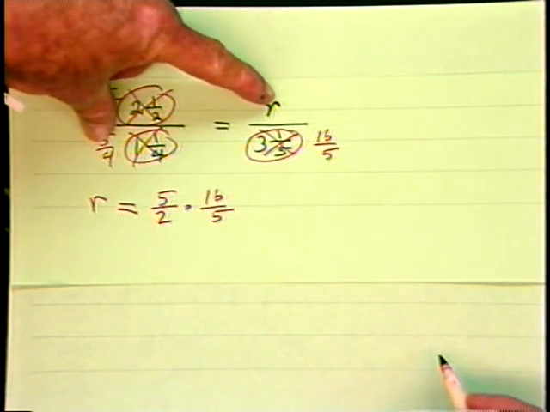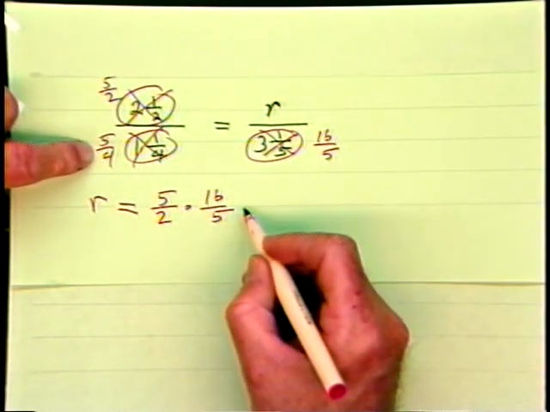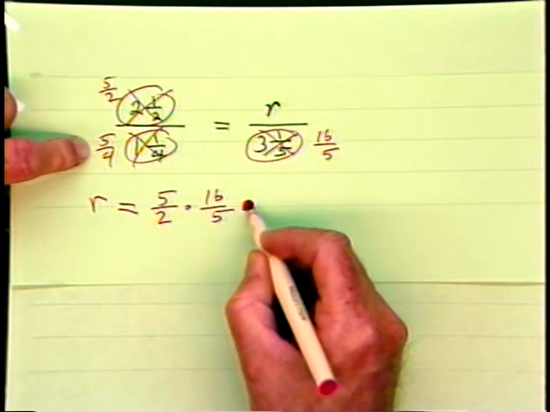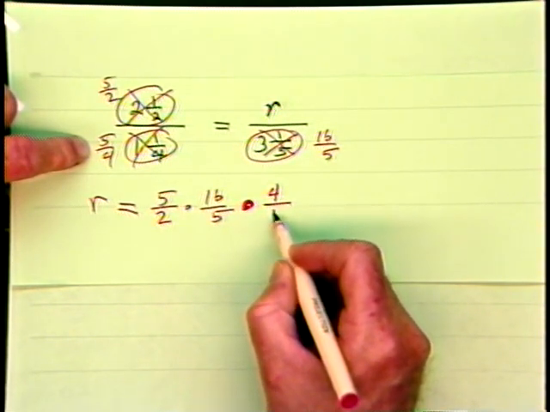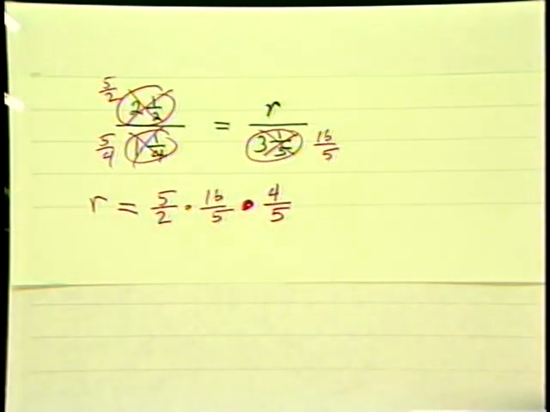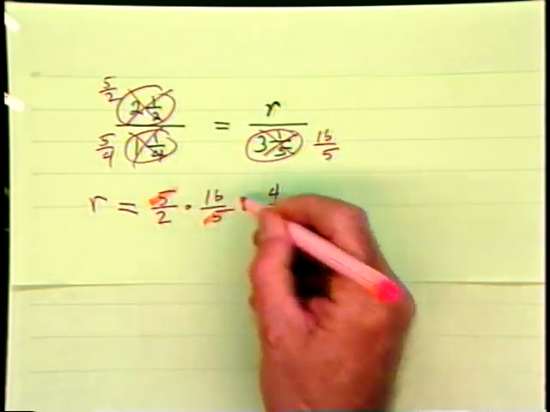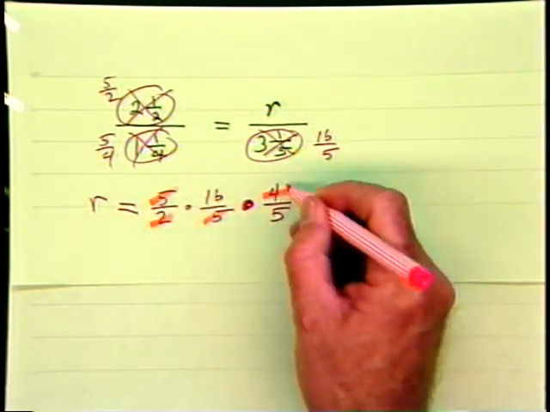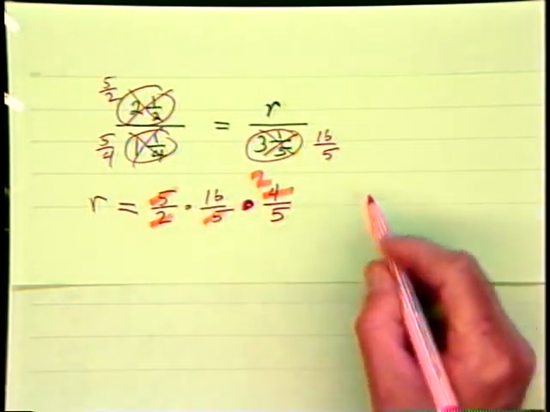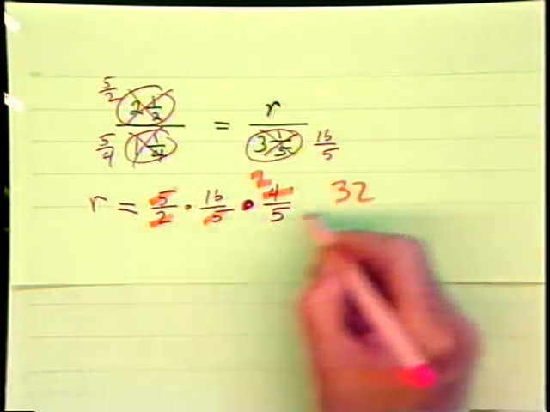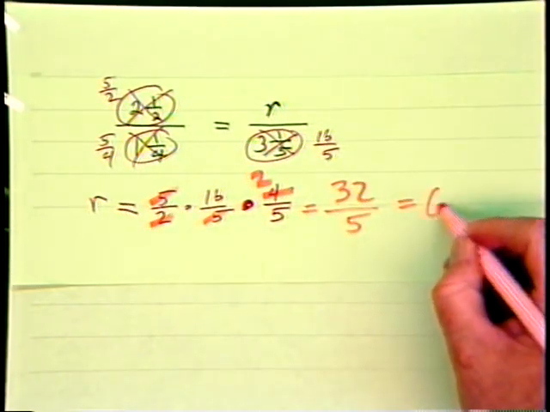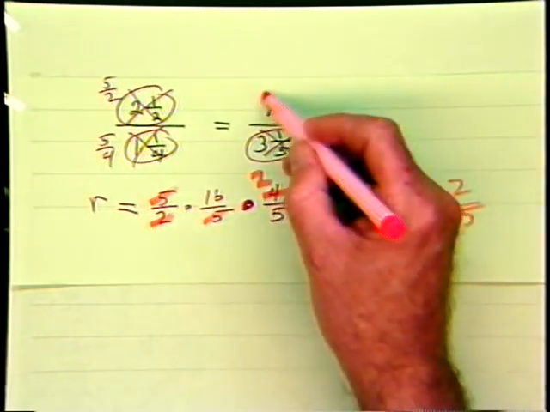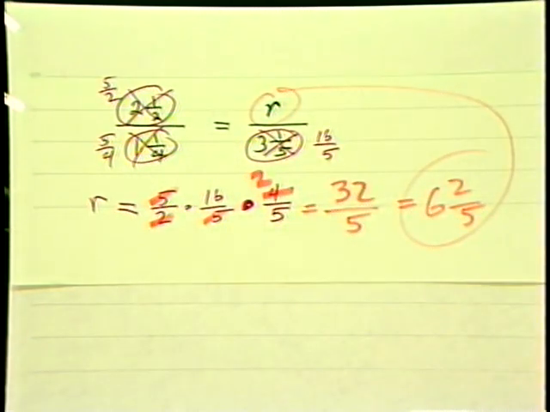Then divide by 5 fourths, but to divide in fractions means to multiply by the reciprocal. And now because we're multiplying, look for any cancellation. Then multiply what's left, which is 32 over 5. Then change that to a mixed number, which in this case would be 6 and 2 fifths. So r is 6 and 2 fifths.